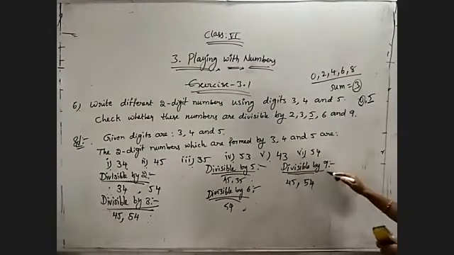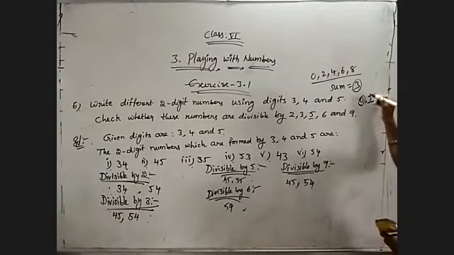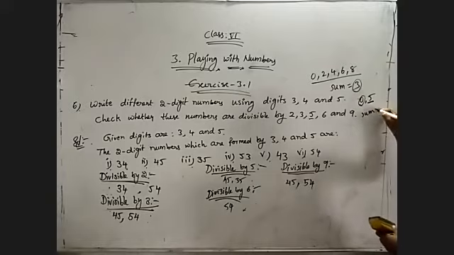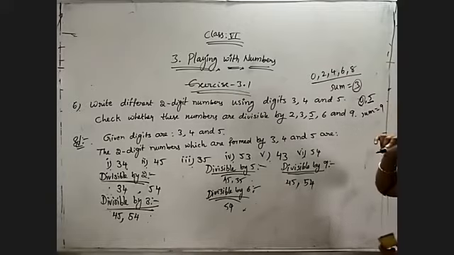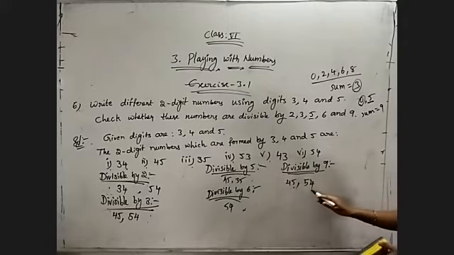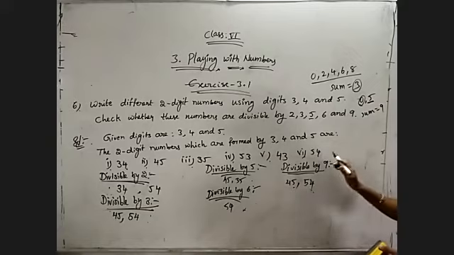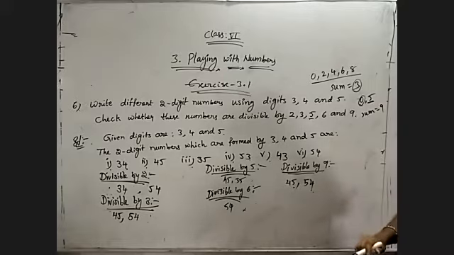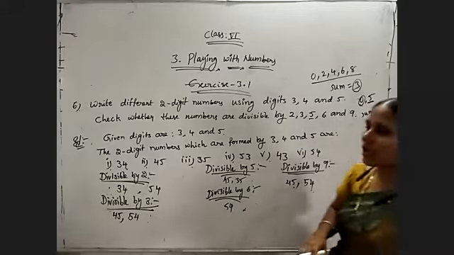Coming to divisibility for 9. If the sum is a multiple of 9, then only it is divisible by 9. So as we check all the numbers, 45 and 54, these two numbers only, their sum we are getting as 9. So 9 is a multiple of 9. So these two numbers only are divisible by 9. Okay. Now coming to the next question.